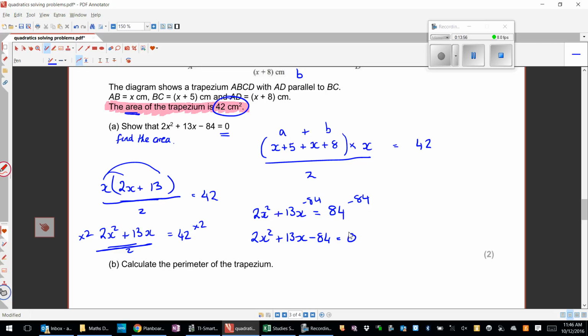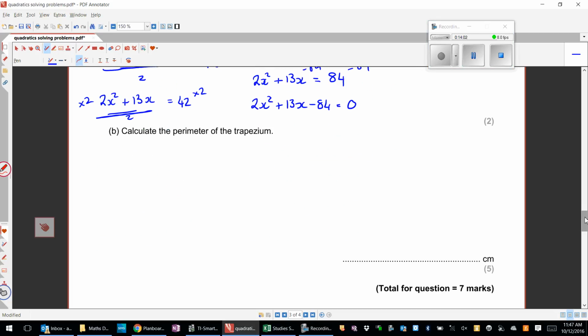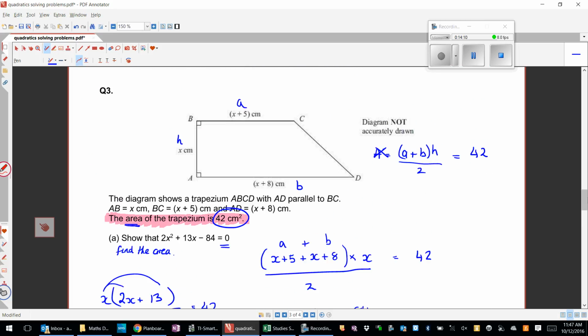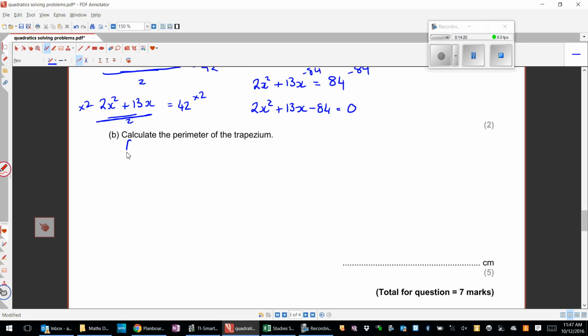Okay, next part then is that we've got to calculate the perimeter of the trapezium. Now if we look at the trapezium, what would you need to know to work out the perimeter? All the lengths. How do I find out all the lengths? What do I need to know? X. So basically this part, find the perimeter, is find x. And we've got this equation, so we've got to solve 2x squared plus 13x minus 84 equals 0. Now, what would you do?